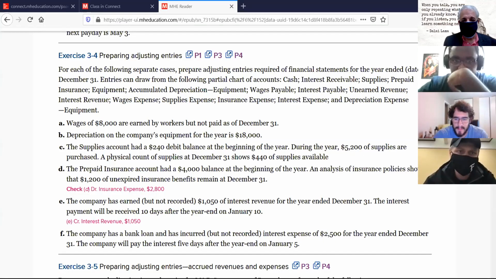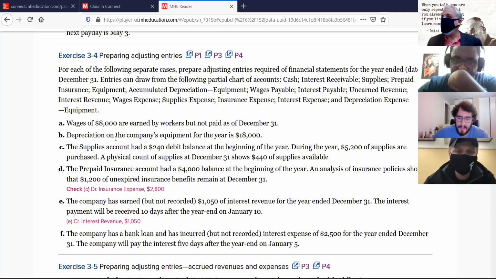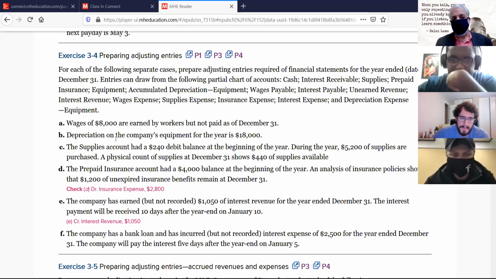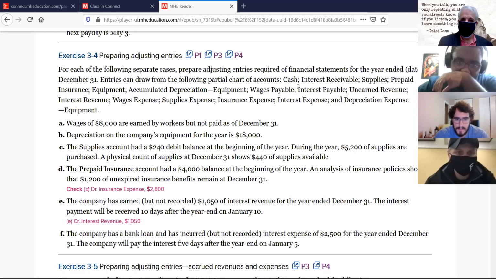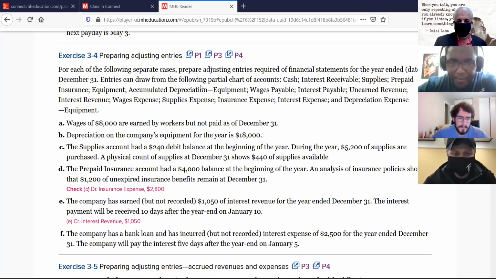Let's go to the problem. Depreciation of the company equipment for a year is $18,000. You didn't have to say, I've got my equipment, my salvage value over 5 years, let me calculate my annual depreciation. It just told you $18,000. So I'm going to ask you, what do I debit, what do I credit, and how did you approach this? I'm going to go ahead and go on the whiteboard. You tell me what to do based on how would you solve this?